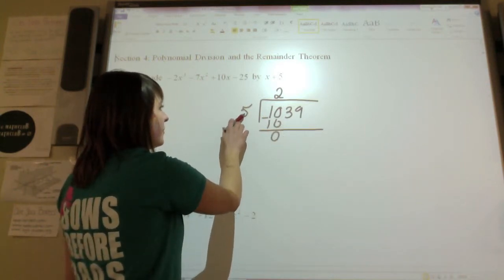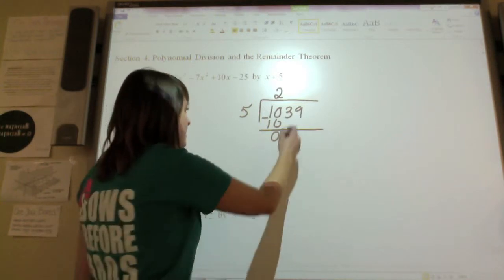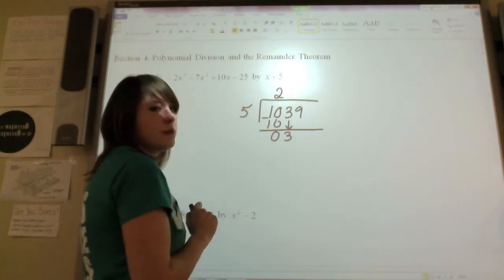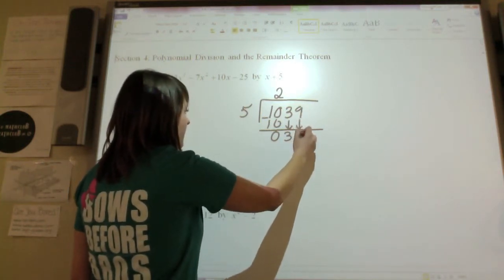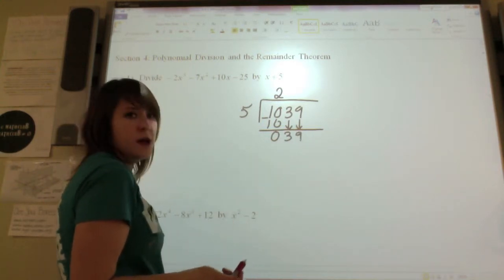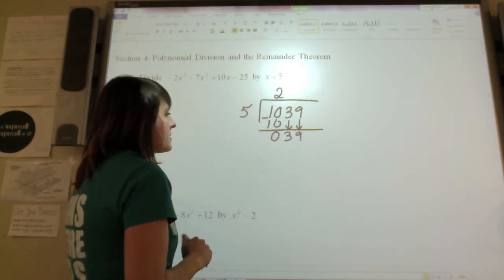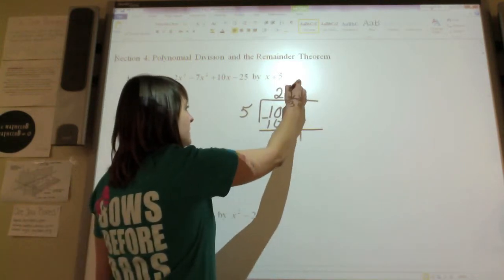So then I say, well, can 5 go into 0? And the answer is no, I need more numbers, so I'm going to bring down a 3. And then I say, can 5 go into 3? And again, that answer is no. So I need another number, I'm going to bring down that 9. So now I say, can 5 go into 39? And the answer is yes. So I think about how many times can 5 go into 39? And I know that it can go into 39 7 times.